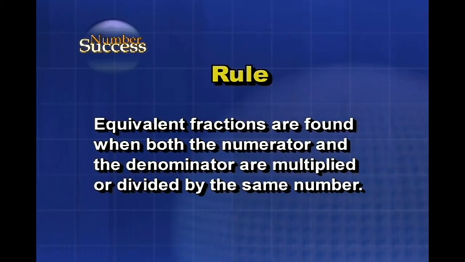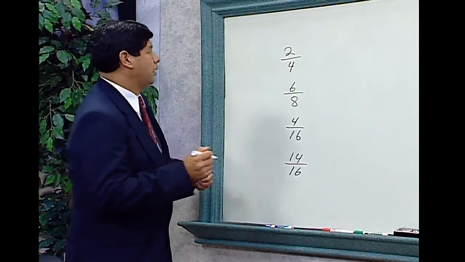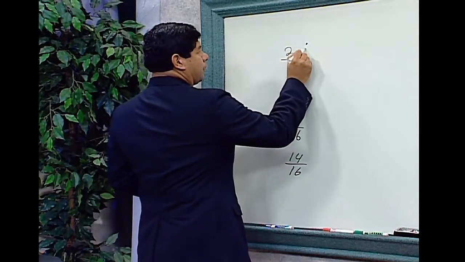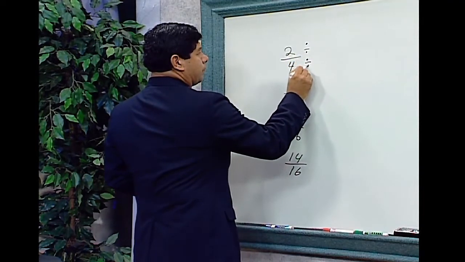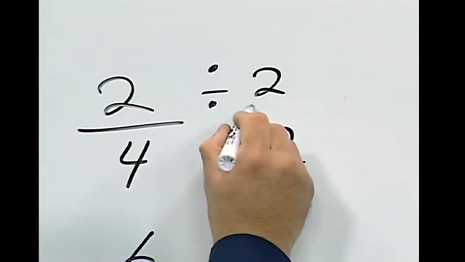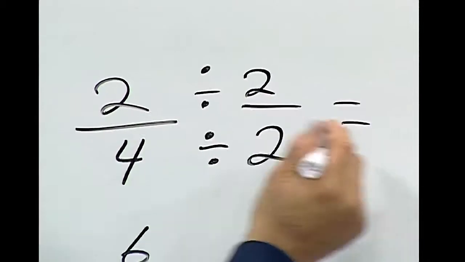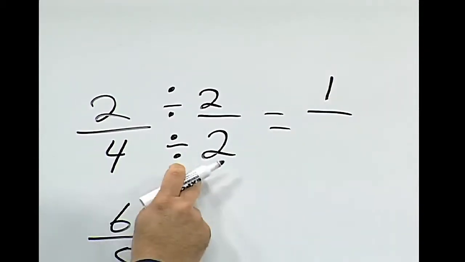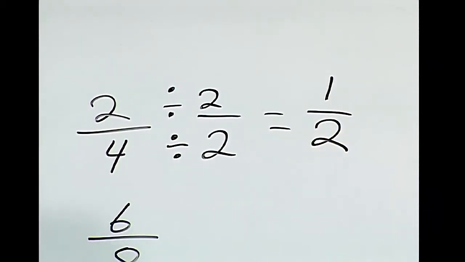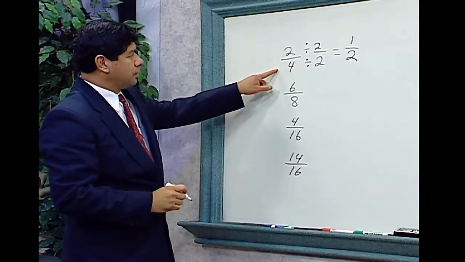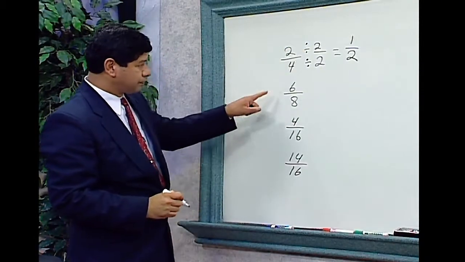Rule: equivalent fractions are found when both the numerator and the denominator are multiplied or divided by the same number. Example, 2 over 4. What we can do, we can divide both the numerator and the denominator by a common factor of 2. And by doing that, 2 divided by 2 is 1, and 4 divided by 2 is 2. So we know that 2 over 4 is equivalent to 1/2.